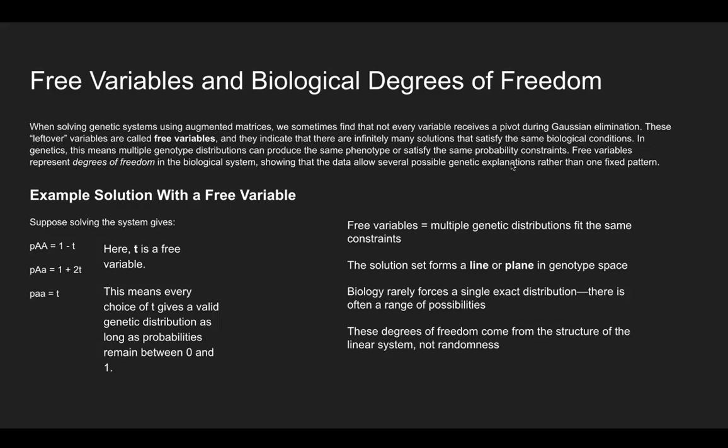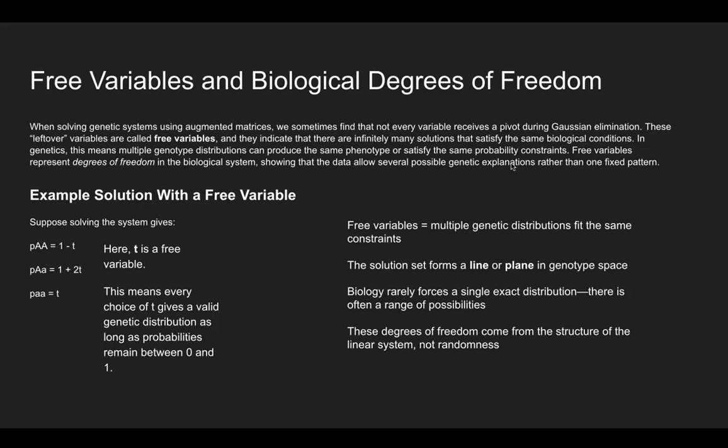When solving genetic systems using augmented matrices, we sometimes find that not every variable receives a pivot during Gaussian elimination. These leftover variables are called free variables, and they indicate that there are infinitely many solutions that satisfy the same biological conditions. In genetics, this means multiple genotype distributions can produce the same phenotype or satisfy the same probability constraints. A free variable represents degrees of freedom in the biological system, showing that the data allows several possible genetic explanations rather than one fixed pattern.